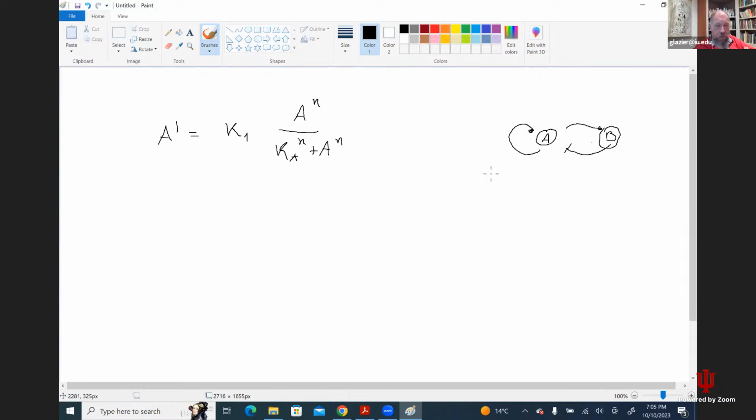Okay, great. And so you wrote this so far. Do people remember the process to convert an activator to a Hill function? Elmer, is there something missing here?